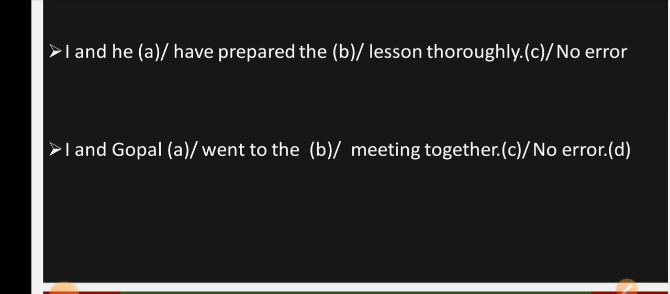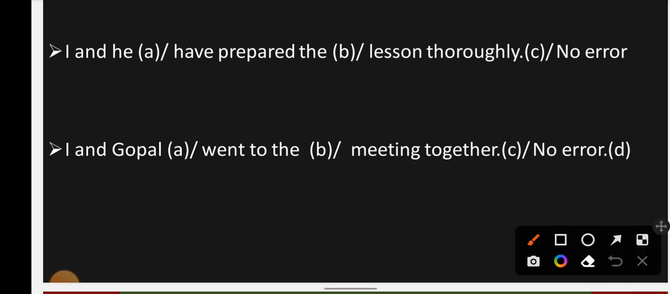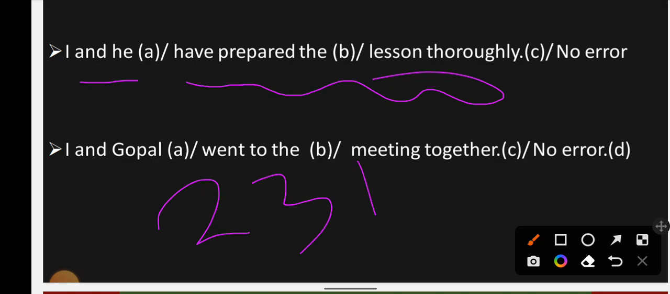And the second question is, I and he have prepared the lesson thoroughly. Then what do you have to do? 2 3 1. Then 3 is here and this should be here. Then what is the correct answer? He and I have prepared the lesson thoroughly.